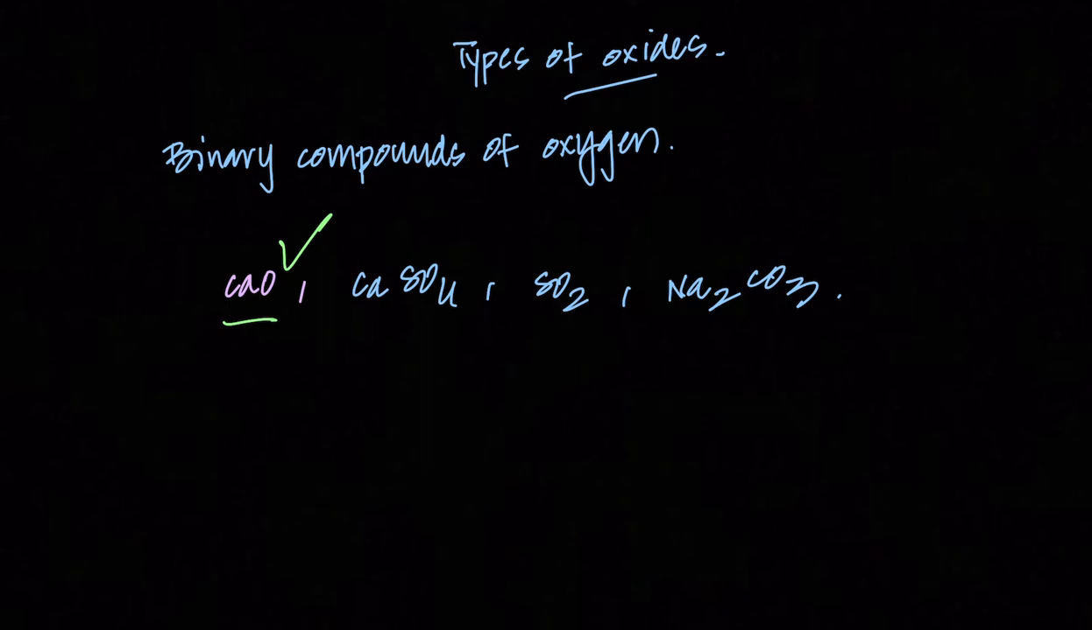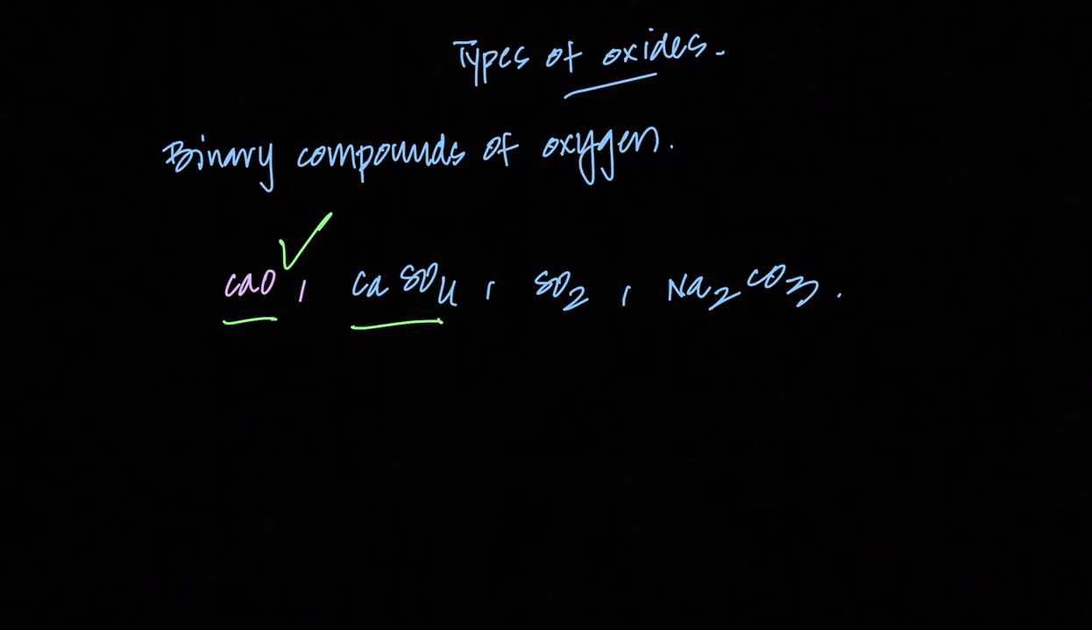And if you check the balancing, if you check the definition out, binary compounds, a bi means 2 elements, should be there, out of which one should be oxygen, and one more element is needed. If you check this out, that's not an oxide. Why? Because first of all, even the naming will tell you, it's calcium sulfate, not an oxide, right?